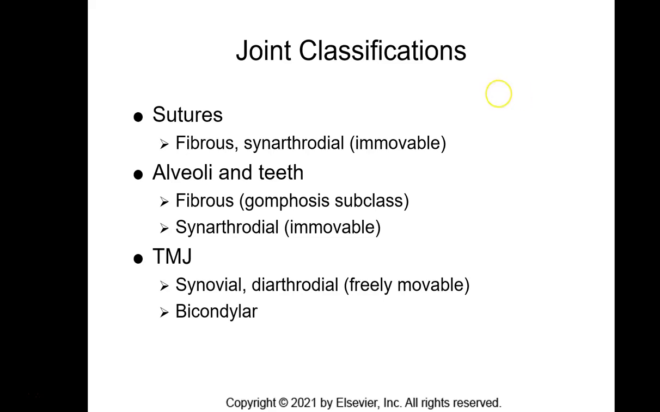So you can see here that the sutures of the skull, which we talked about in a previous lecture, are fibrous and synarthrodial. The alveoli and the teeth are fibrous and synarthrodial. Different subclass, but you don't need to know that. And the TMJs are synovial and diarthrodial and are further classified as bicondylar.